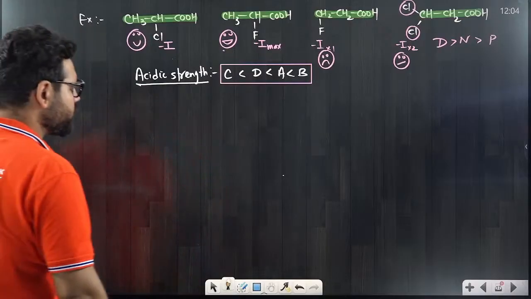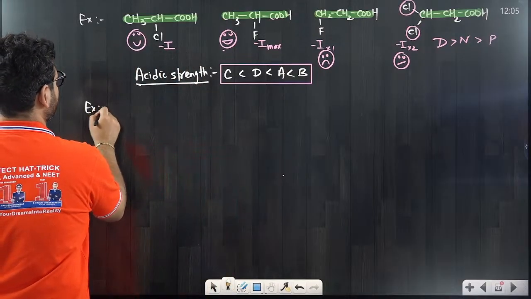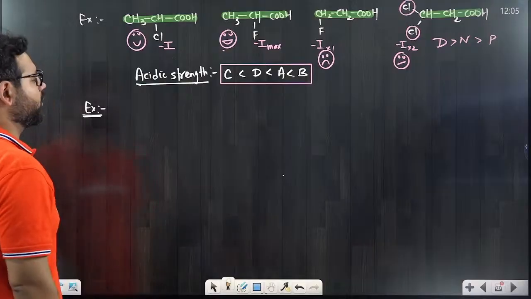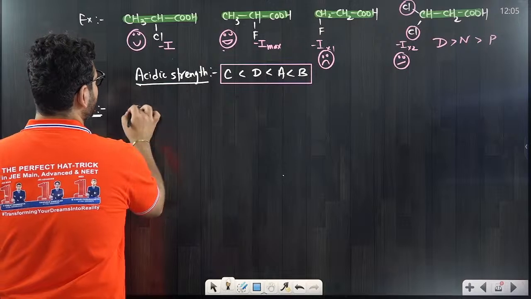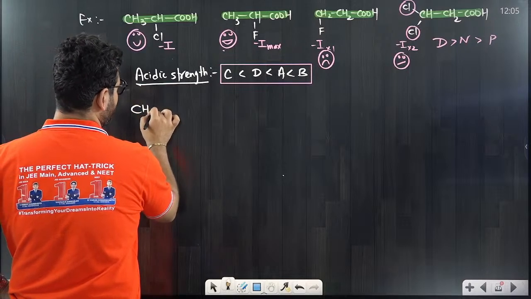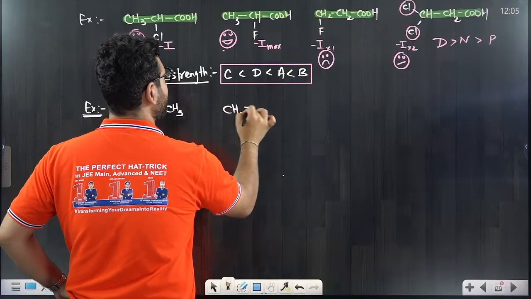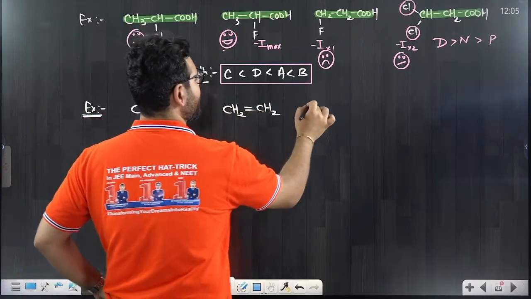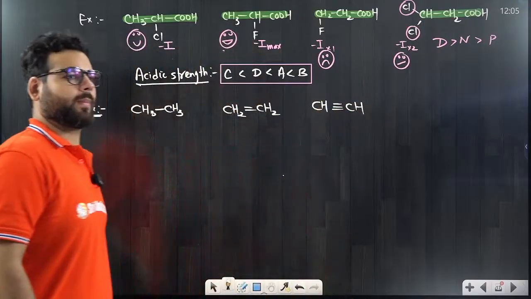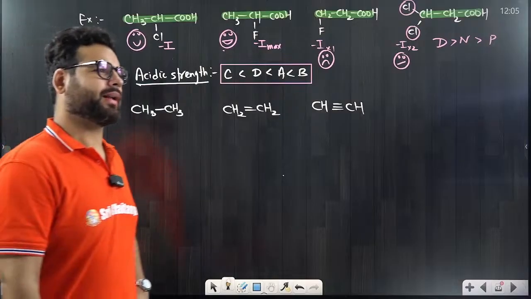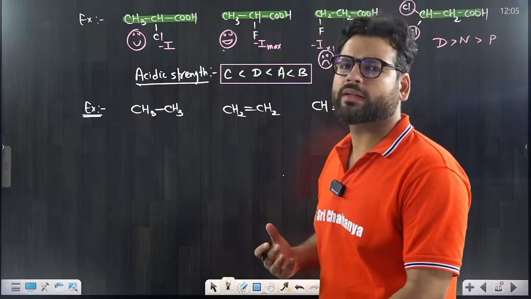So this is the way to check the acidic strength. Same thing you can check for alcohol also. Same thing you could check for even alkane, alkene, alkyne. Let's say they give you alkane. They give you alkene. And they give you alkyne. Now I want to check which has more acidic strength.